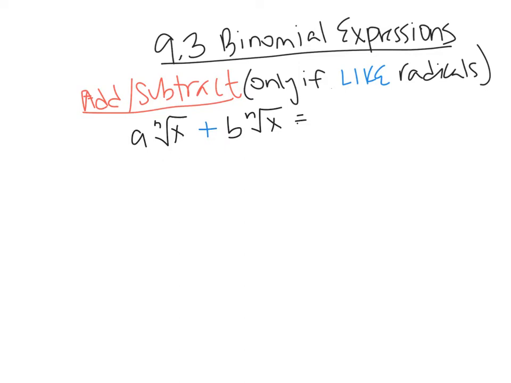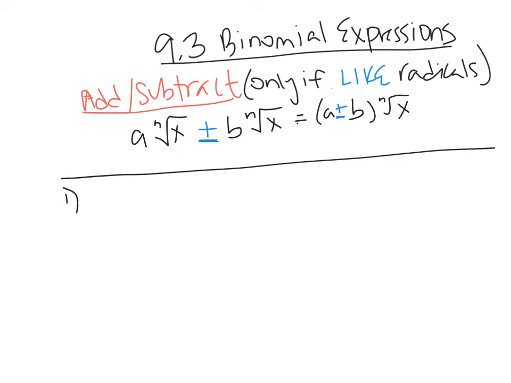So how do I go about that? Well, the numbers on the outside I can add, and the root stays the same. So if I want to subtract, same thing. So whether this is adding or subtracting, let's do that in blue. I can add or subtract the outside numbers, but the root stays the same. So let's try some examples of this.